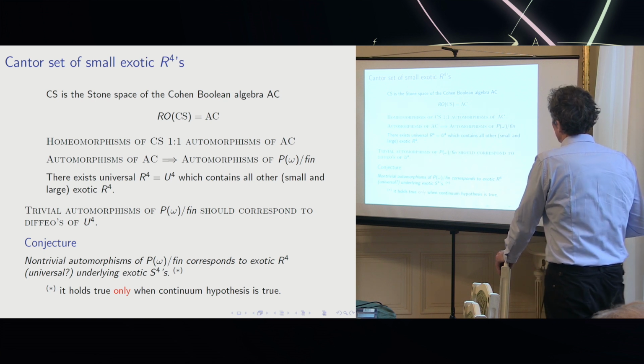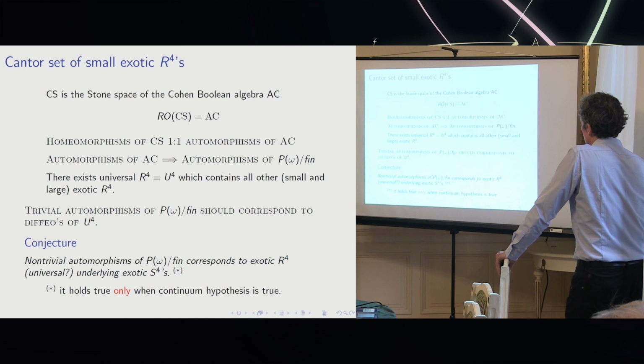It was proved probably originally by Rudin also, that under the continuum hypothesis there exist non-trivial automorphisms of P(omega) over fin. So the situation is the following. Trivial automorphisms should correspond to diffeomorphisms of this universal R4, and if an exotic S4 exists, the non-trivial automorphisms of P(omega) over fin probably correspond to some exotic R4 obtained from this sphere, maybe also universal.